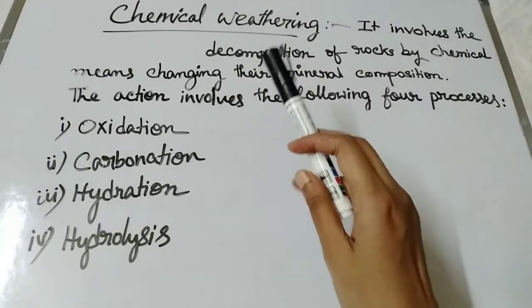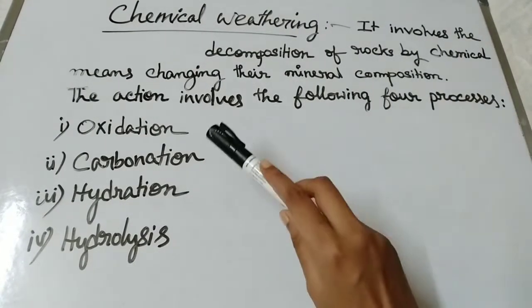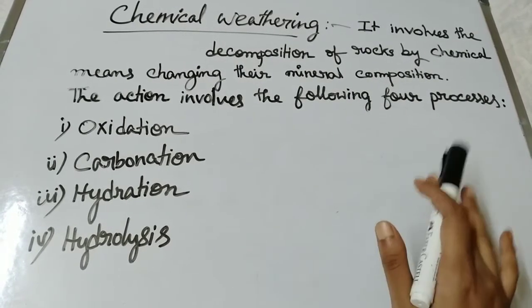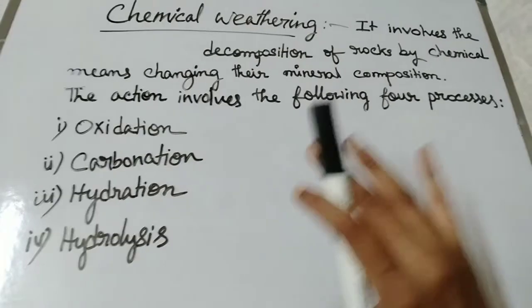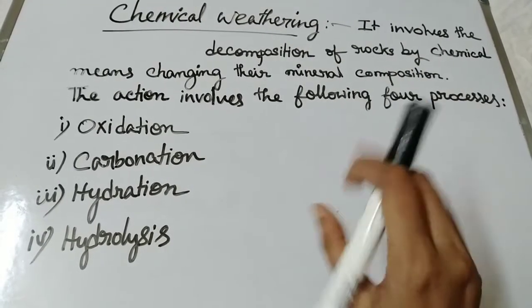Moving to the next point, chemical weathering. It involves the decomposition of rocks by chemical means, changing their mineral composition. Last time we learned about mechanical weathering. That means it works only on the outer side of the rock minerals. It does not change the composition of minerals at all.